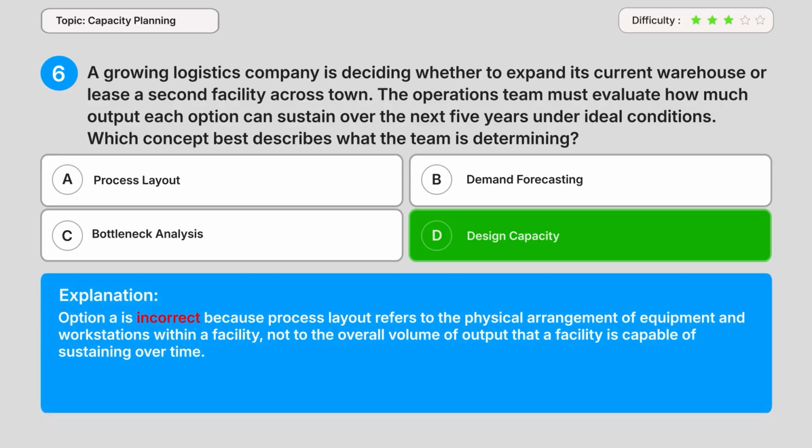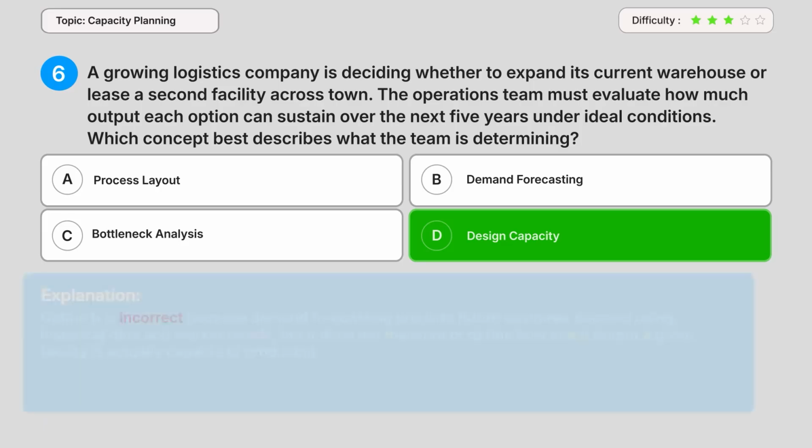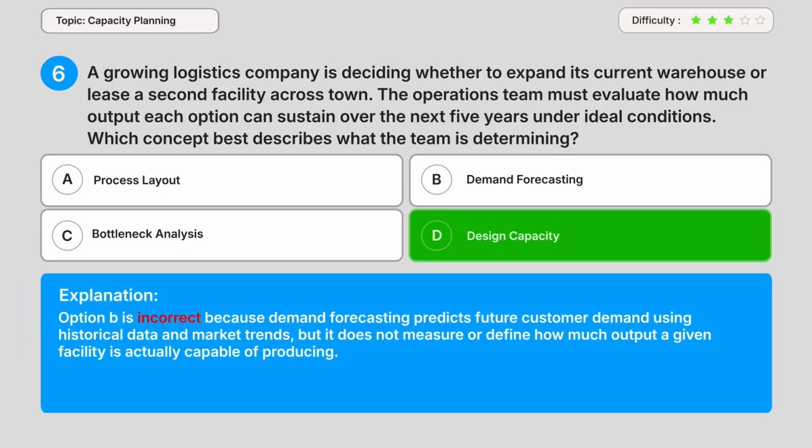Option A is incorrect because process layout refers to the physical arrangement of equipment and workstations within a facility, not to the overall volume of output that a facility is capable of sustaining over time. Option B is incorrect because demand forecasting predicts future customer demand using historical data and market trends, but it does not measure or define how much output a given facility is actually capable of producing.